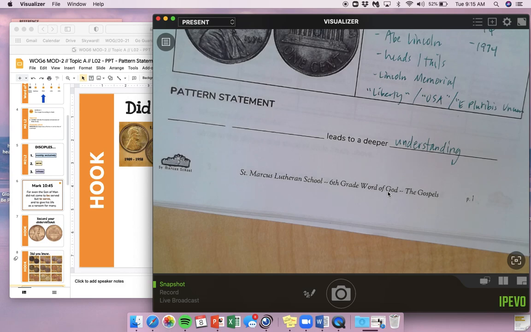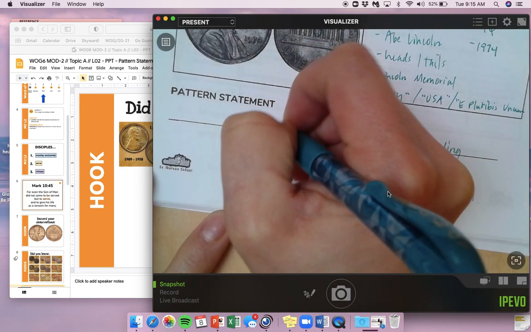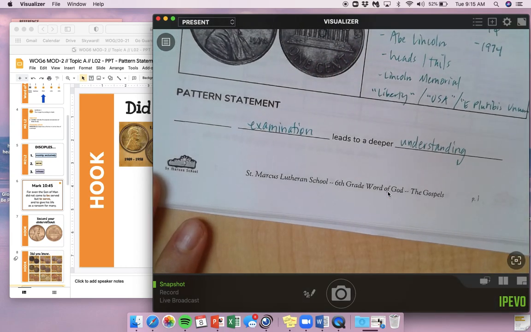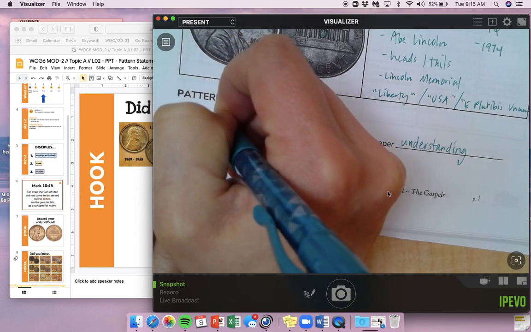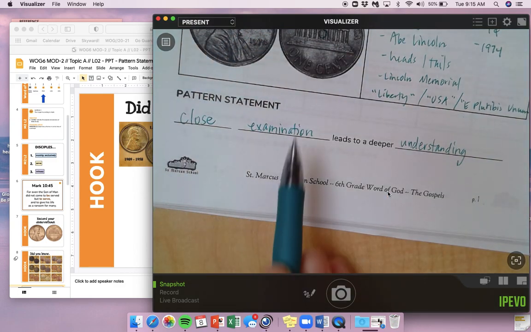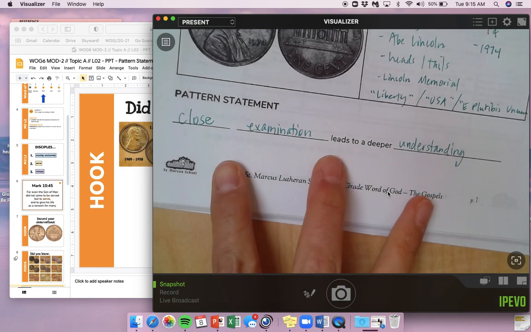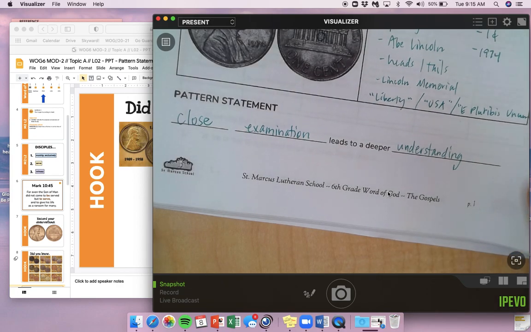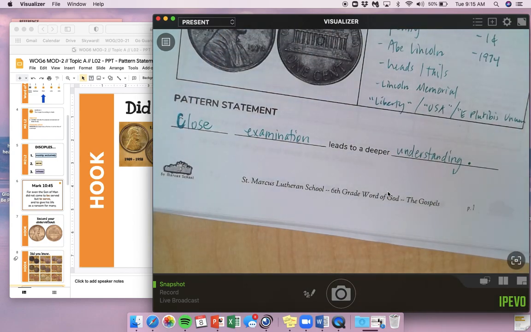Okay, welcome back. We are going to use the word examination because we examined the penny closely. We did some research. So if you said something like research or study, you are on it. And then we're going to use an adjective here to describe examination, and we're going to say close examination leads to a deeper understanding. Make sure that's on your paper. We are going to have this pattern statement for all of this module. So make sure you memorize it. This should actually be a capital C, and this should actually have a period because it's a sentence.